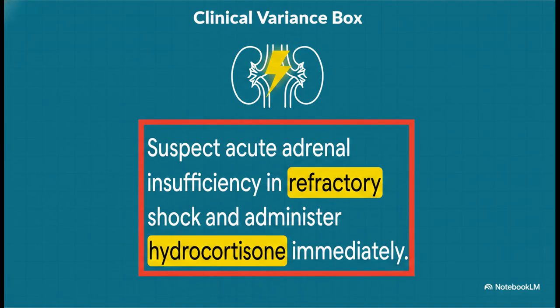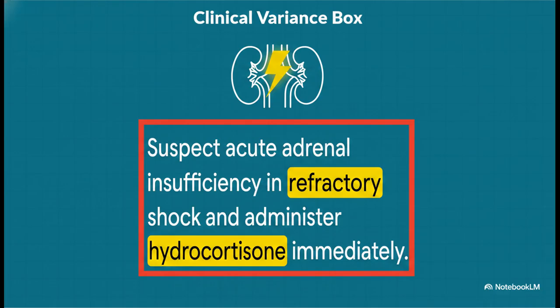But we have to talk about this catastrophic, easily missed variable. What if you're facing refractory hypotension despite aggressive fluids and broad-spectrum antibiotics? Suspect acute adrenal insufficiency. Think about a patient chronically on steroids for lupus or a transplant.